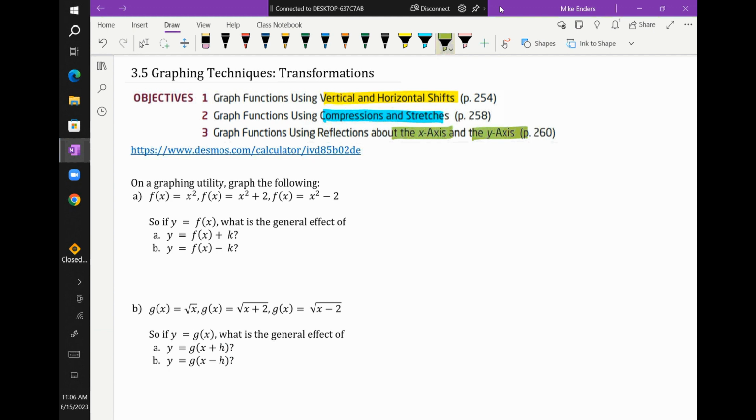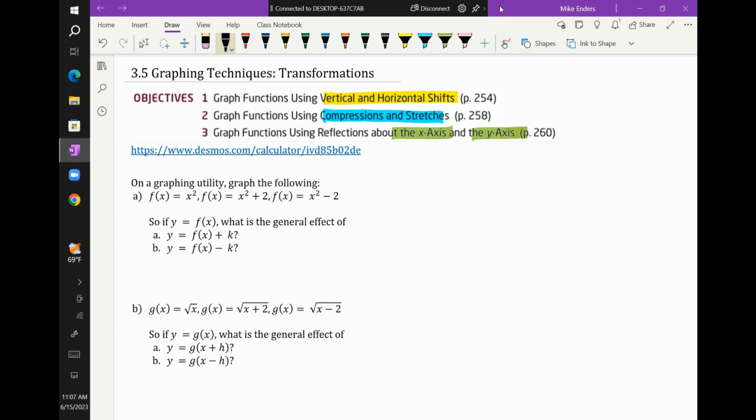So what we've looked at before was symmetry. We're now going to create on our own, reflecting graphs over the x and the y-axis. We're going to take a look at some things in Desmos. We're also going to take a look at some other basic graphs. So let's start off with, on a graph utility, it says graph the following.